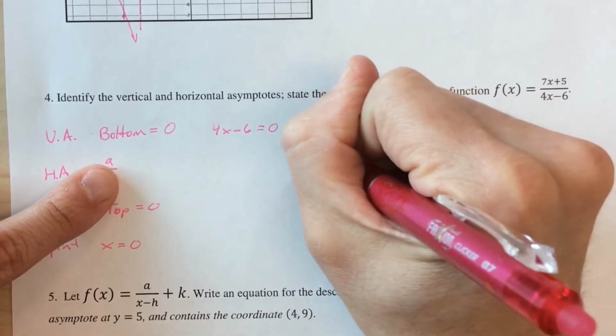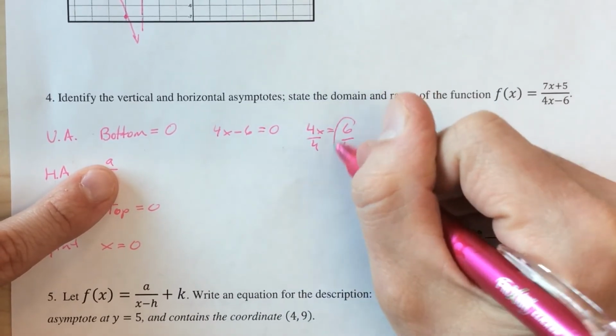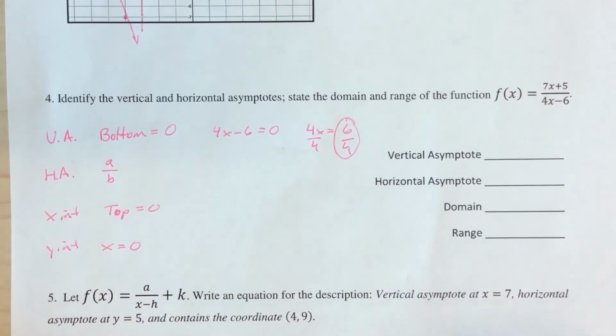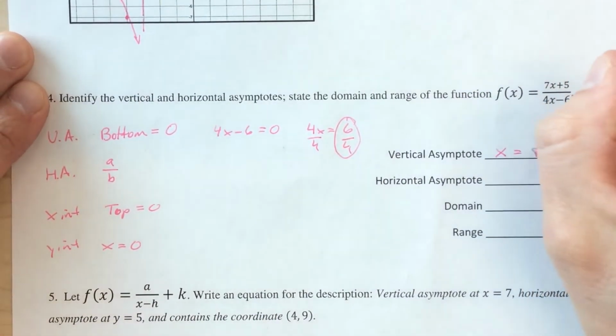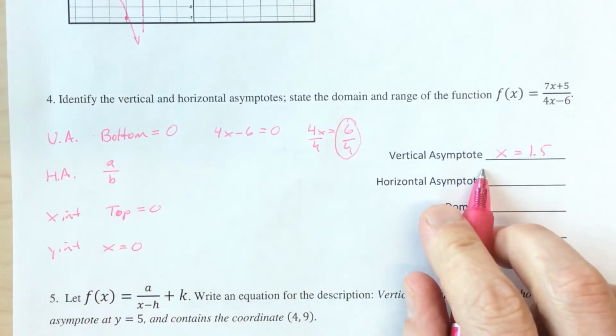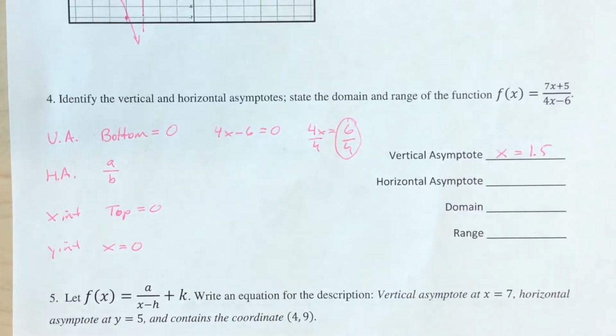You then divide by 4, and there it is. It does reduce down to 3 over 2, or 1.5. So your vertical asymptote could be x equals 1.5. Notice it is an x equals, because that's where it's crossing the x-axis.